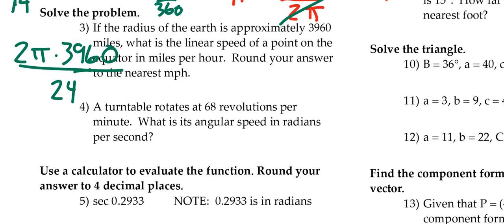How many miles per hour are we talking about? 1,036. How many miles per hour? Lots of them. Yes. That's answer choice E.